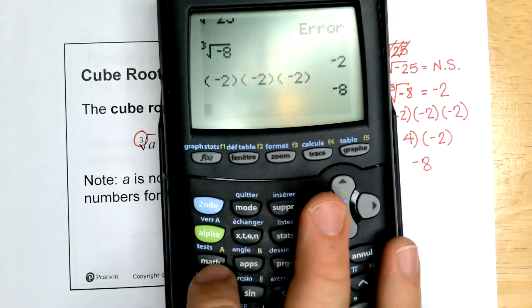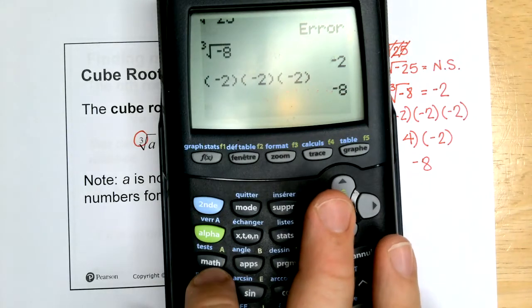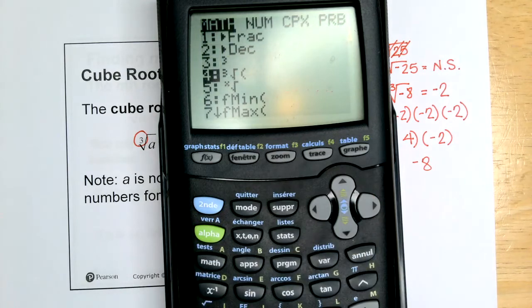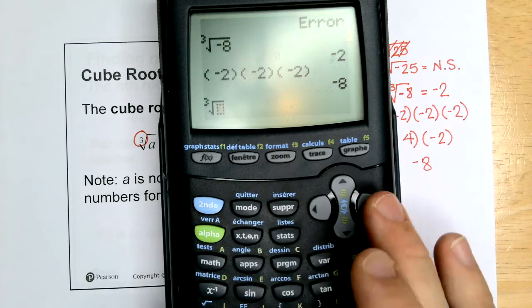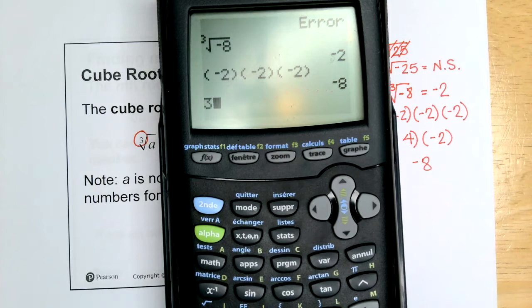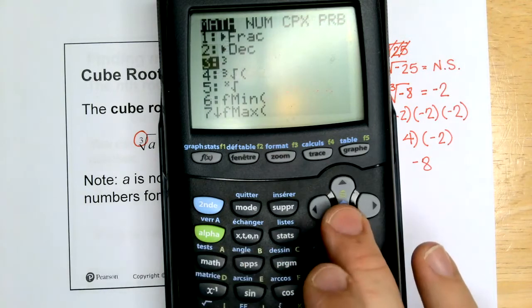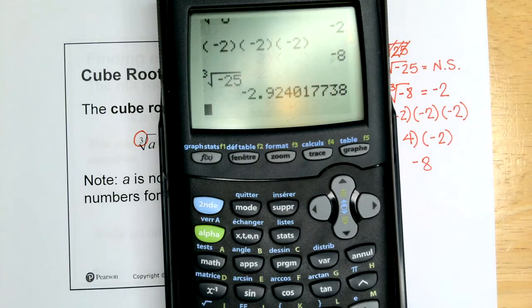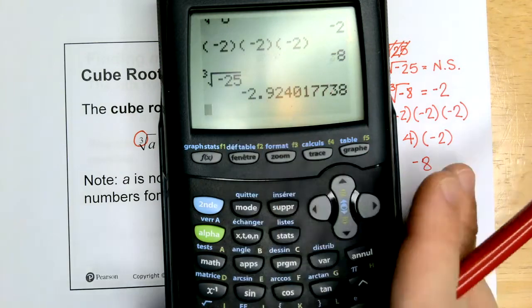If you have a TI calculator, your cube root symbol will be under math. And then you can go down to 4 for cube root, or you can type in a 3, go to math, and go down to 5, and it will put the 3 up there. Good. So if we did do the cube root of negative 25, we would get a real answer.